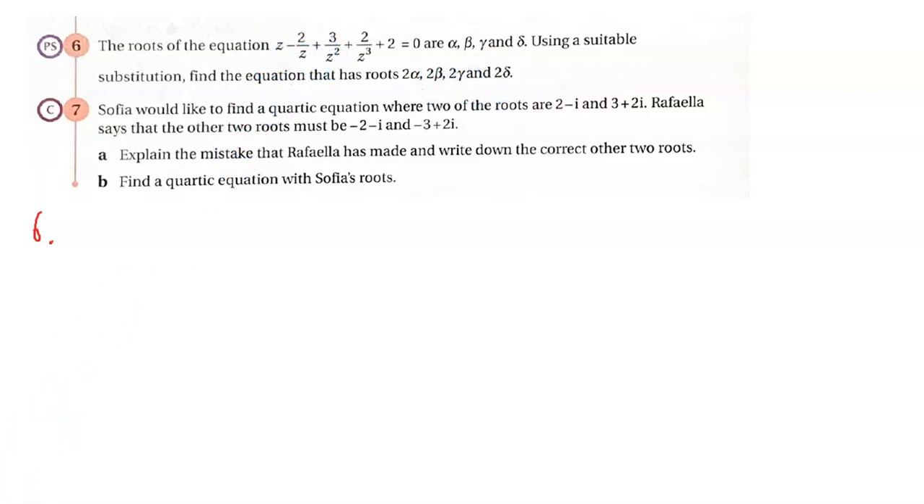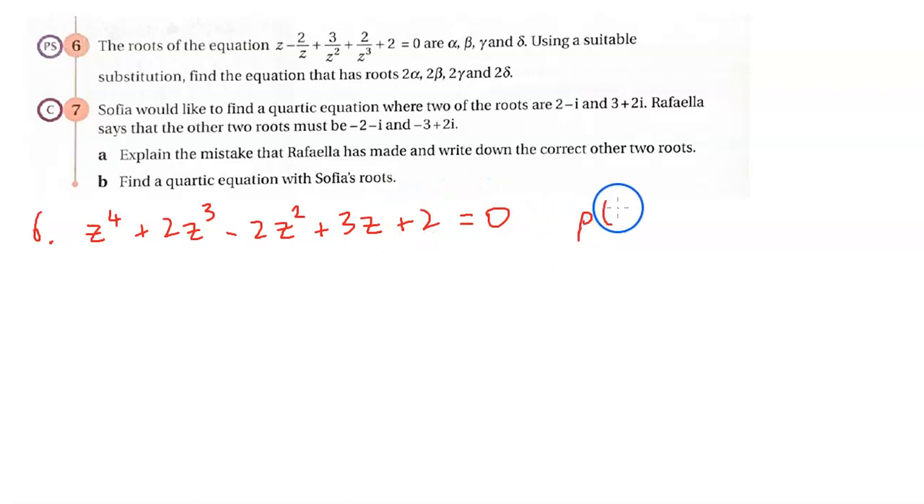No problem. So if you want to make this into a polynomial, you can times everything by z cubed. So we get z to the power of 4 plus 2z cubed. And then the other ones, minus 2z squared, and then plus 3z. And the last term is plus 2. Right, so that equals 0. So that's our equation p of z equals 0.